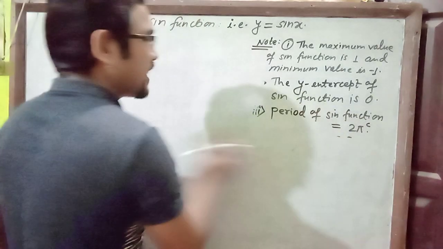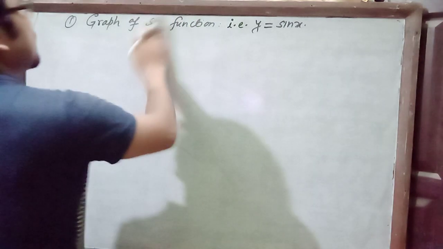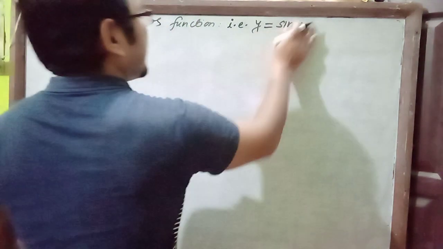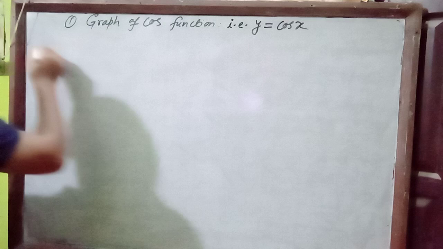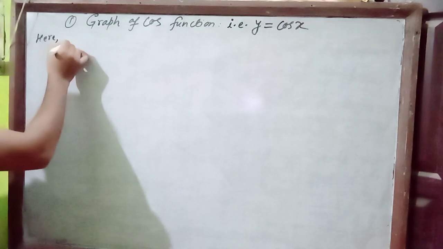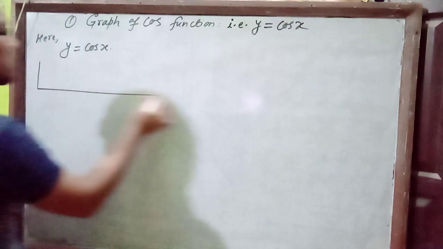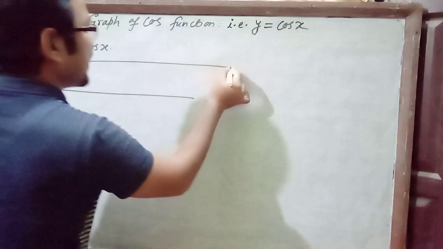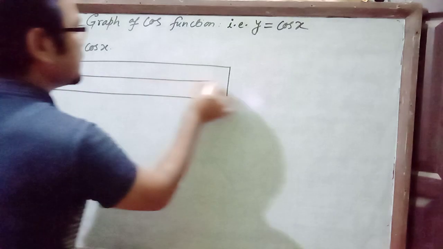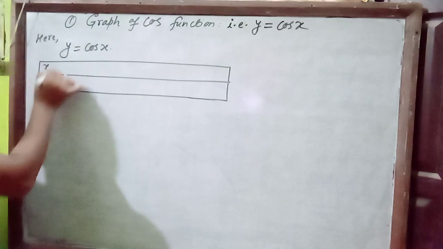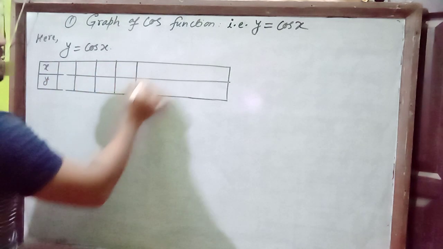What is the difference between the sine function and cos function? Let's see. Cos function, y is equal to cos x. This is given. Here also we can find the points at first, because without finding these coordinate points we cannot plot this on the graph paper. So we have to find some points here. This is x, this is y, and how many points you want to find, you can make the box here.